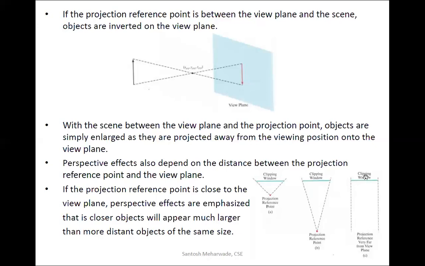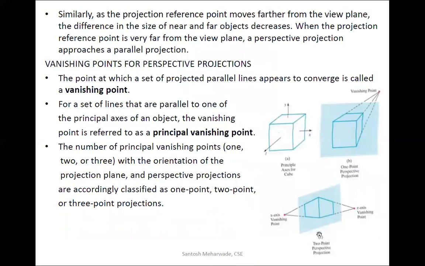Similarly, whenever the center of projection or the viewer goes very far from the clipping window, then we are going to get a kind of orthographic projection. In the orthographic kind of projections, these parallel projections never meet, but in perspective projections, all these parallel lines or parallel projections will meet at a point. So these are some cases.